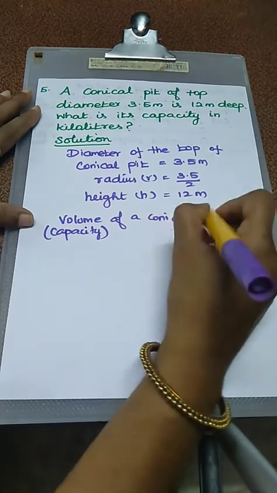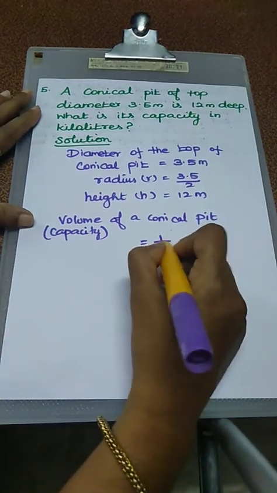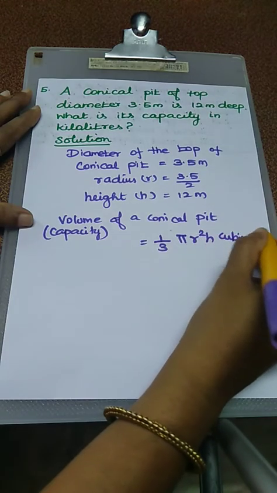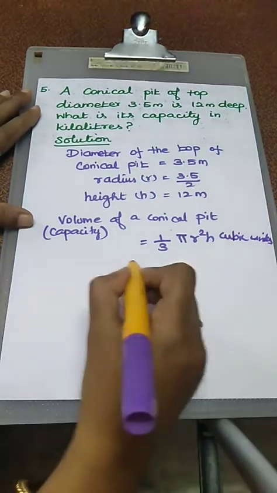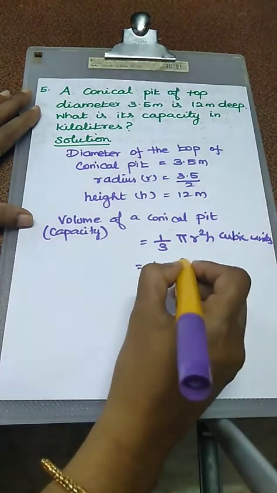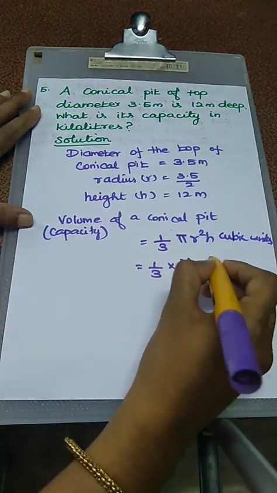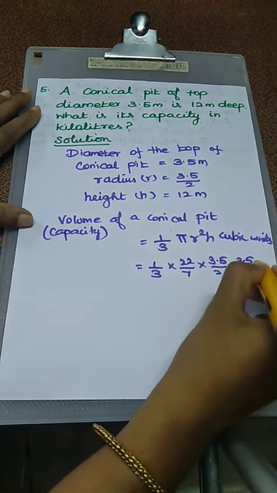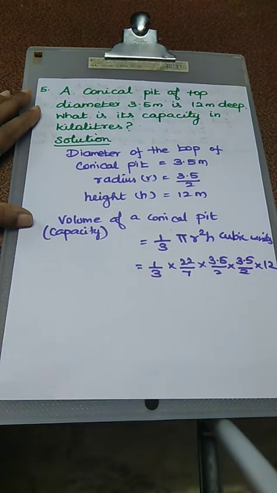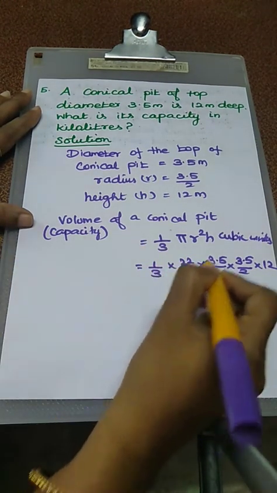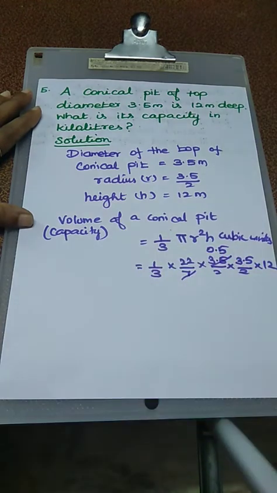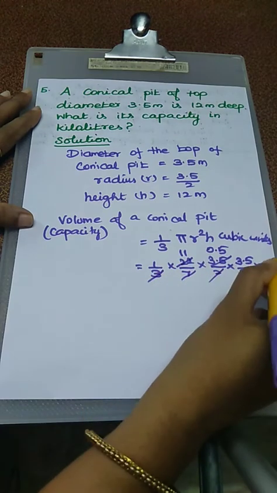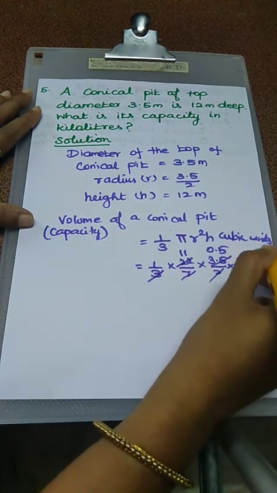conical pit is equal to, using the formula, volume of a cone 1 by 3 pi r square h cubic units. Apply the value. 1 by 3 into pi value 22 by 7, r value 3.5 by 2 into 3.5 by 2 into h value 12. Now cancel the values. 7 1s are 7, 7 5s are 35. Okay. Then 2 1s are 2, 2 11s are 22. Then 3 1s are 3, 3 4s are 12. 2 1s are 2, 2 2s are 4.